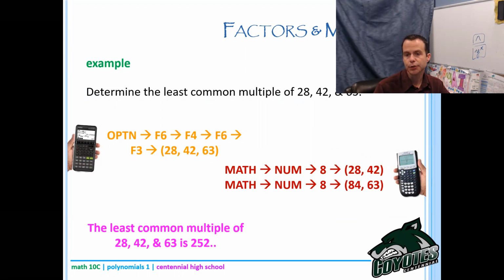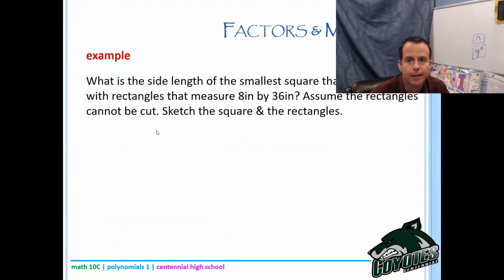TIs can't do more than 2 numbers at the same time. So you have to walk through the process twice. The first thing you're going to do is go math number 8 and go 28 and 42. That's going to give you an answer of 84. Then you go 84 with your third number. So you go math number 8 again, go 84, 63, and that will give you the 252. Okay. All right, good job, guys.